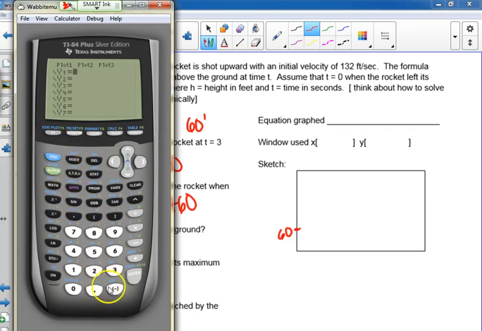All right, now I'm going to put in the equation, negative 16x squared. What was it, guys? 132x? Mine's covered up. Is that what it said? Plus 132x plus 60. Okay.